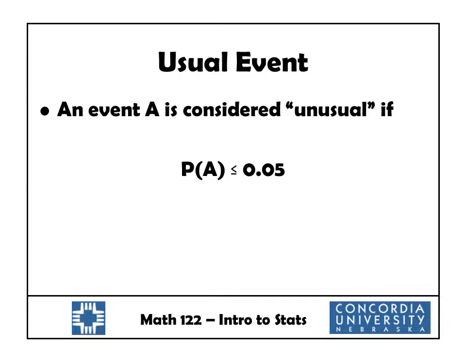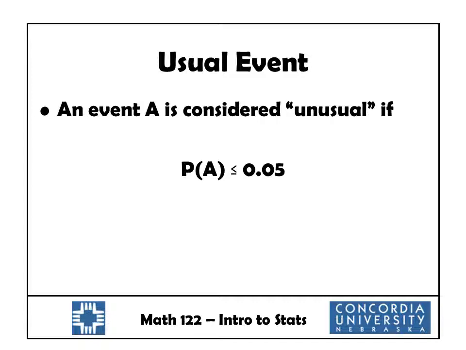Unusual event. This is a concept that's going to come up frequently, especially later in the semester. An event A is considered unusual if the probability of A is less than 0.05. Now I warned you earlier that we're going to see this number 0.05 come up frequently. There's nothing magical about this number 0.05. It's just a number that's used frequently.